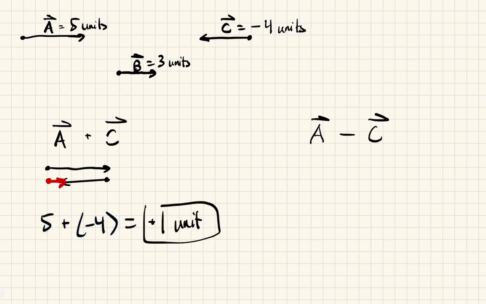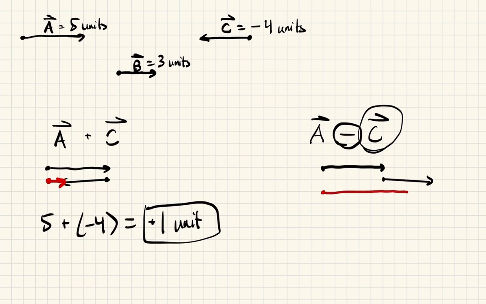And this would give us a positive vector of 1 unit going to the right. Okay. Finally, we have a minus c. Remember, when we subtract, we flip that second vector. In this case, c is going to the left, and so we flip that, and now it's going to be going to the right. And so we would basically be adding vector a, and from there to vector c, like that. And then our resultant vector would be this whole thing here.